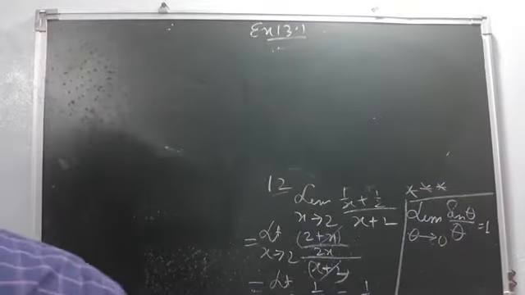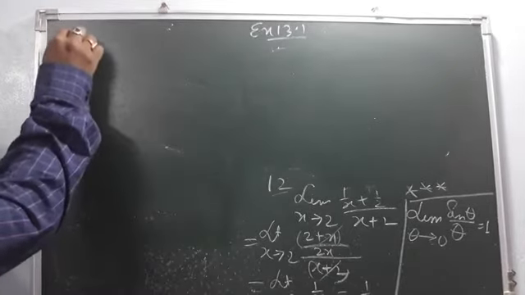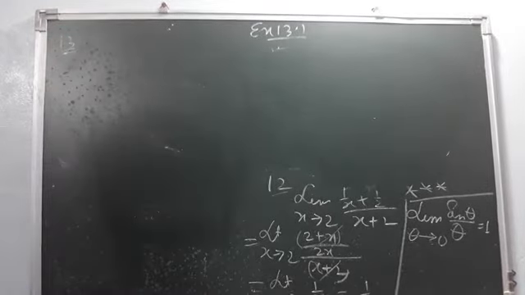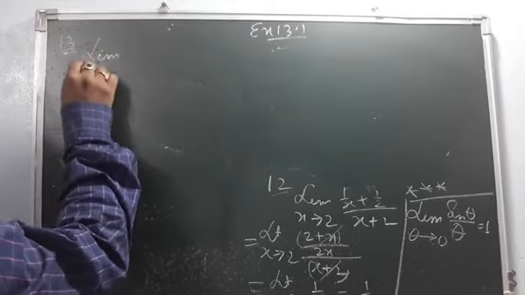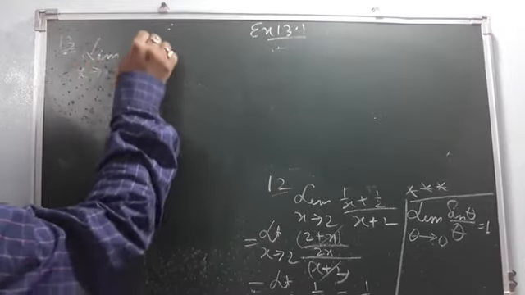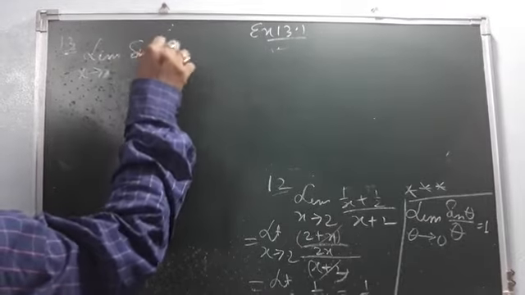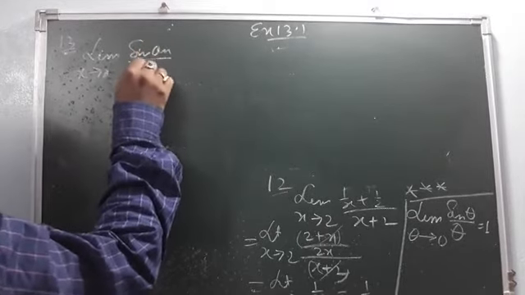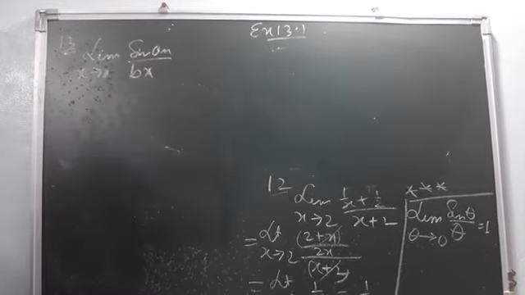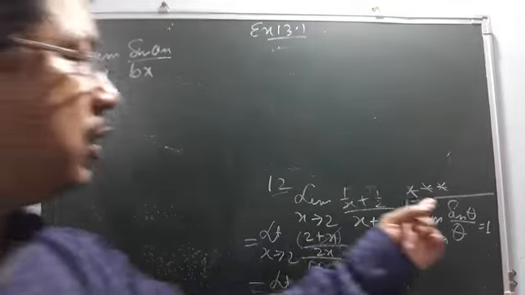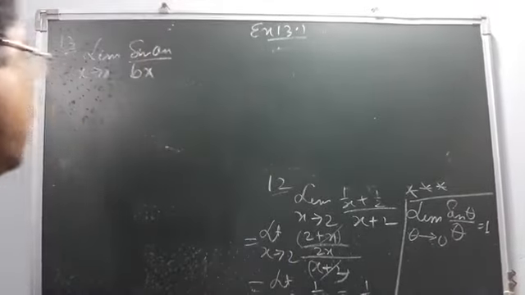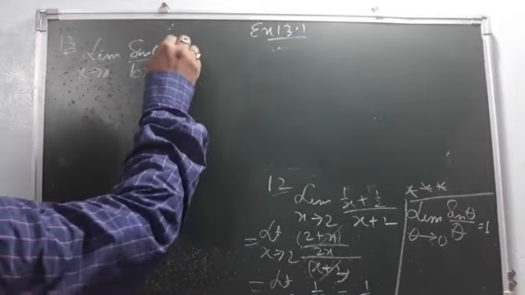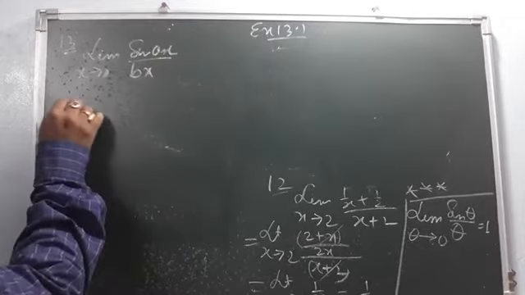Next, question number 13 onwards, we will use this one. Limit x tends to 0 sin ax by bx. So students, how can we prove it? Our formula is: theta, theta, theta, then it is 1. But here it is different, it is ax. How to do this one?